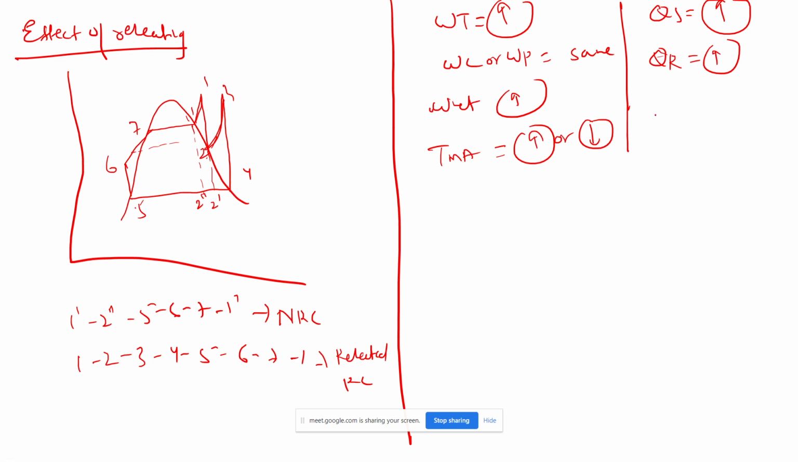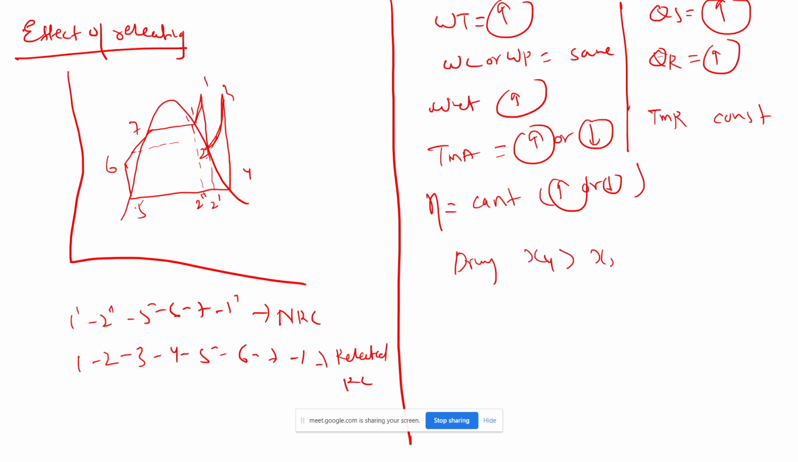What will be the mean temperature of heat rejection? Constant. Efficiency? Can't say, it can increase or decrease. That we have to calculate, and based on that we can say. Dryness fraction increases, yeah. So X4 will be higher than X2. The mean temperature of heat addition we can't say.